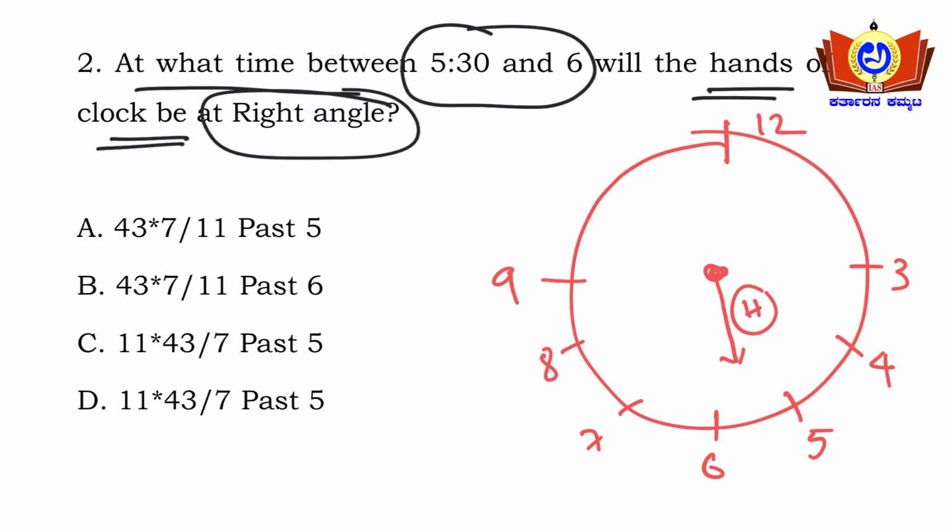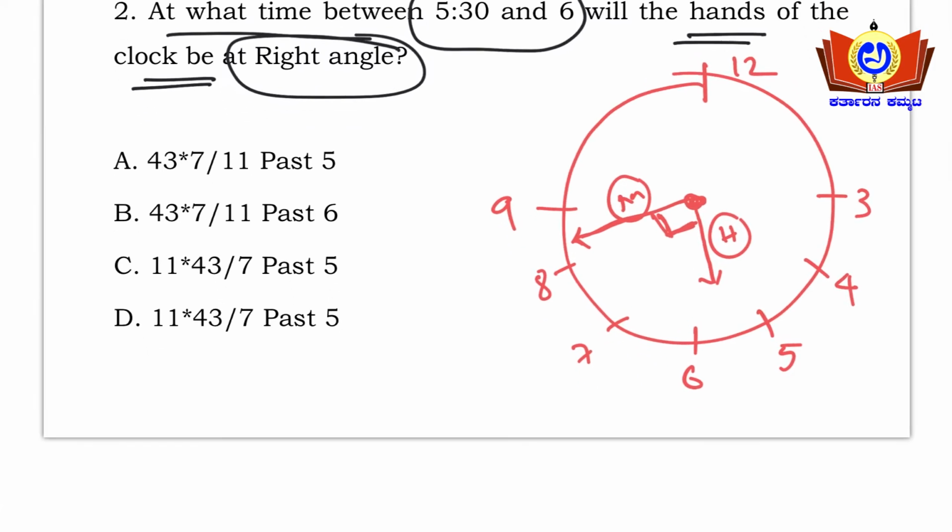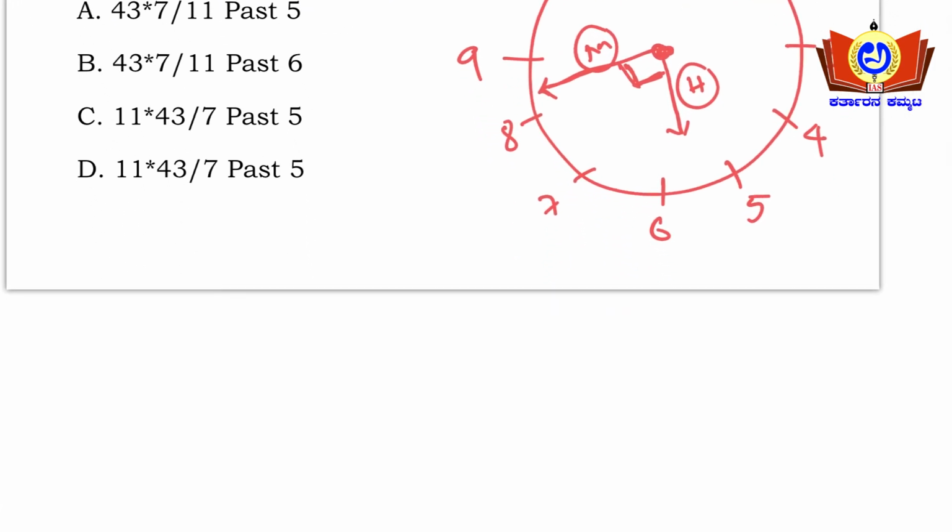To show it as 90 degrees, somewhere the minute hand will be here. So this is the hour hand and this is the minute hand. The question asks at what time between 5:30 and 6 the hands of the clock will be at right angle. This is the reference diagram I have drawn here, so now I'll solve the problem.